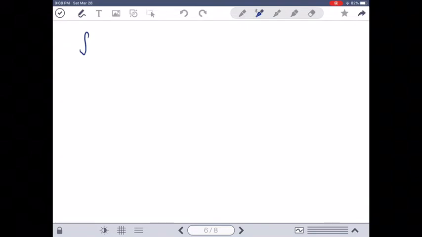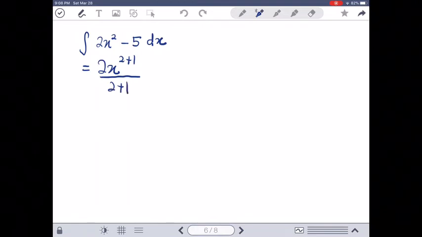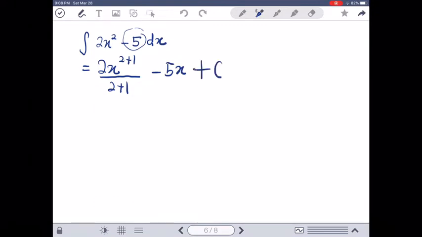Integration of 2x squared minus 5 with respect to x is equal to 2x to the power of 2 plus 1 over 2 plus 1, minus integration of a constant, 5x. Then you add plus c because this is an indefinite integral without boundaries. Simplify everything, and you should get 2x to the power of 3 over 3 minus 5x plus c.